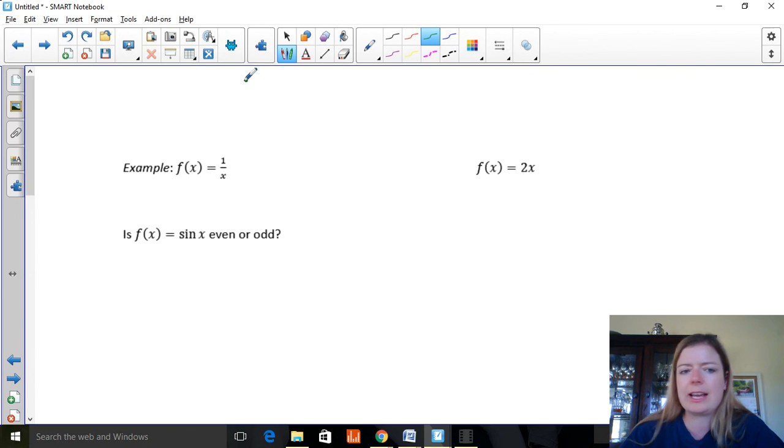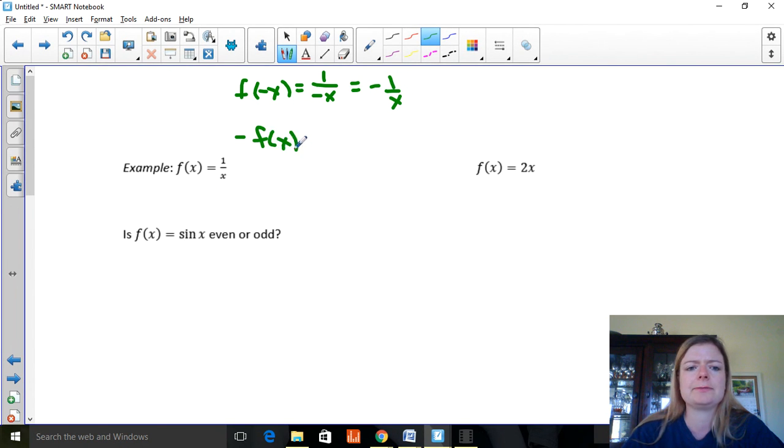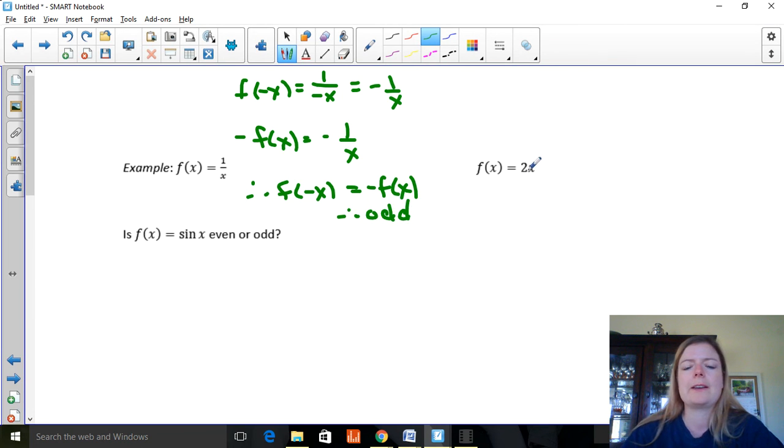So if I find f at negative x, so that's 1 over negative x. Okay, so I put the negative down there where the x is, which is what that tells me to do. So really, though, that's the same as writing negative 1 over x, right? And negative f at x is just negative 1 over x. So therefore, f at minus x is equal to negative f at x. So therefore it's odd.